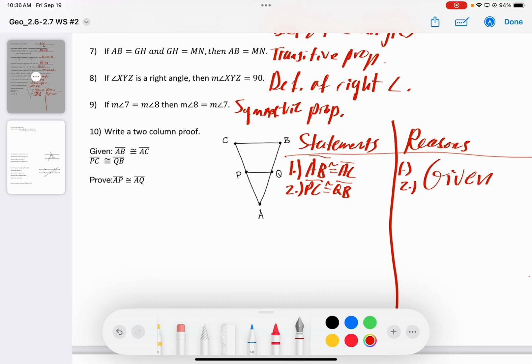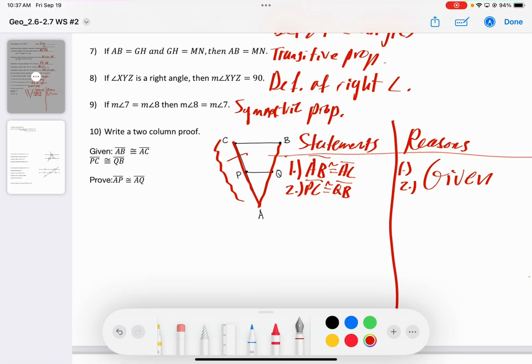All right, so now let's take a look at what we want to prove. So I know that AB, the whole segment, is congruent to AC. So those two big segments are congruent to each other. Eventually, I want to get to say that AP, the little guys at the bottom towards the vertex of that triangle, are congruent to each other, okay? But I know that the whole big segments are congruent to each other. And then I also know that PC, this part, is congruent to BQ, or QB, okay? All right, so I stated those in there.